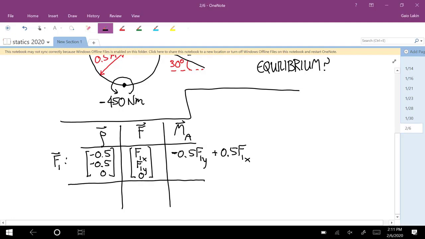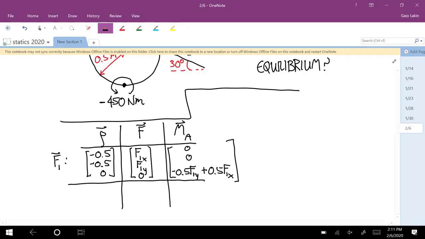Yes? Do you typically not write the moment as a vector? That is good, I do want to right now. Pretty soon I'll start writing it as a scalar just to save time, but yes, I did want to do that. So it's 0, 0, and then the z component is negative 0.5 F1y plus 0.5 F1x. Okay, that's what it is as a vector. Any other questions?